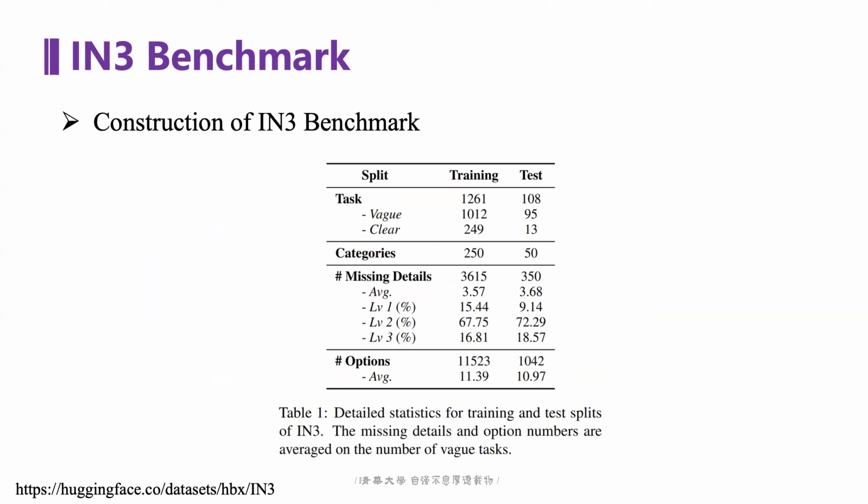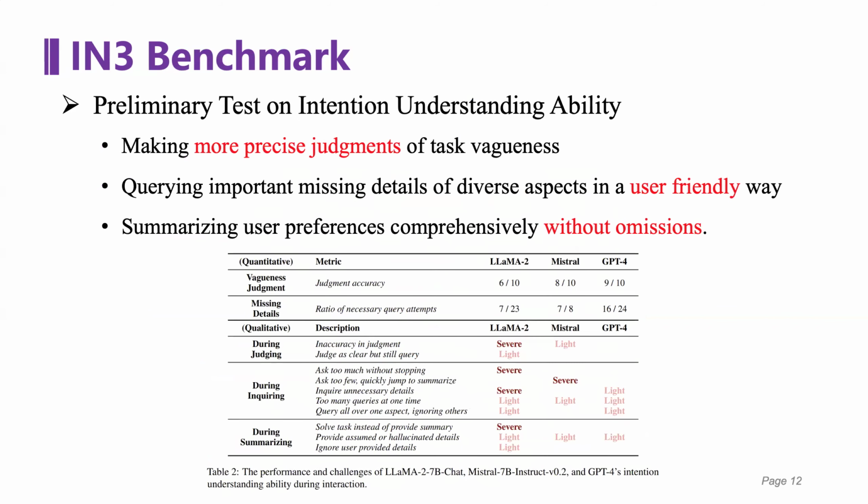Here we also give the average number of options in the IN3 dataset. After getting all of that, we conduct a preliminary test on the intention understanding ability of language models. We first give 10 examples, randomly selected from the IN3 dataset, and we ensure that they are all vague tasks. We asked models at that time, Llama 2 and Mistral, and also GPT-4.